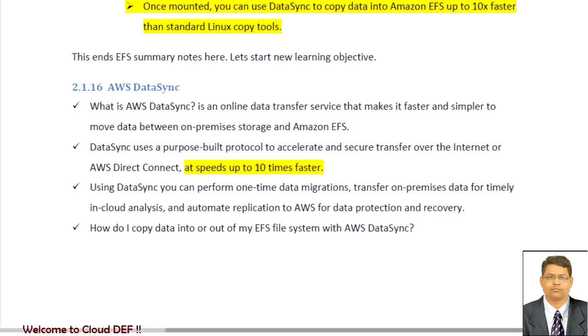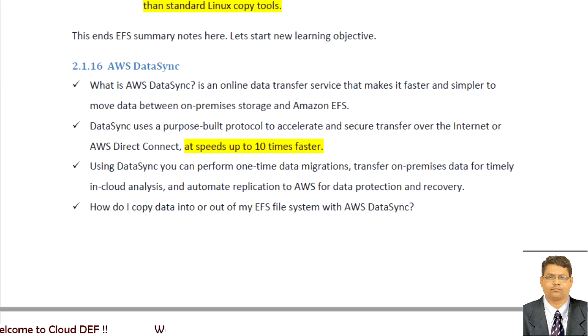AWS DataSync. What is AWS DataSync? It is an online data transfer service that makes it faster and simpler to move data between on-premises storage and Amazon EFS. DataSync uses a purpose-built protocol to accelerate and secure transfer over the internet or AWS Direct Connect, at speeds up to 10 times faster. Using DataSync you can perform one-time data migrations, transfer on-premises data for timely in-cloud analysis, and automate replication to AWS for data protection and recovery.